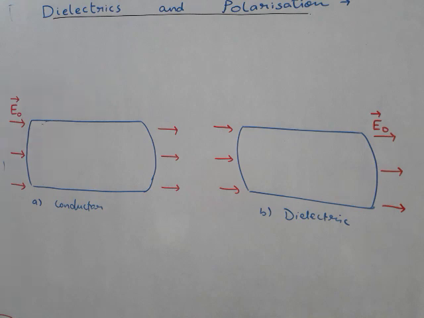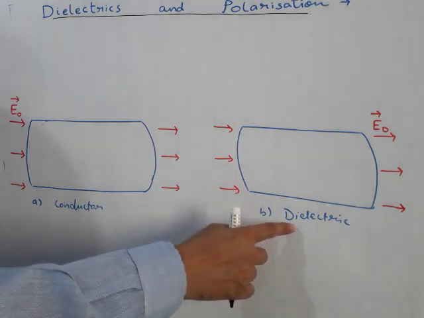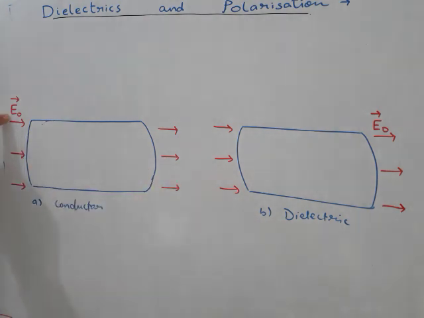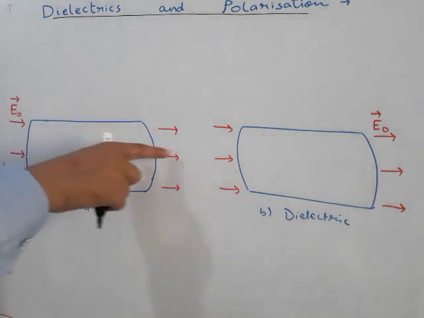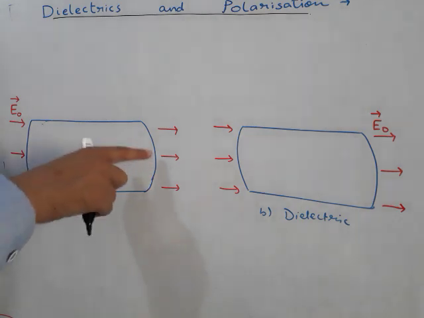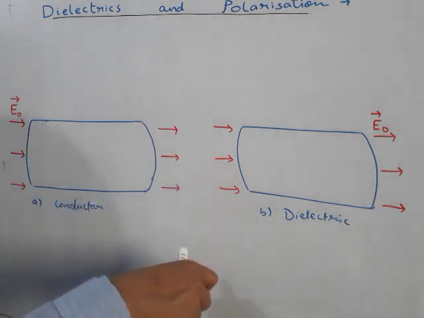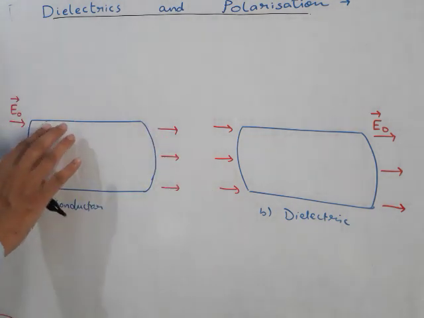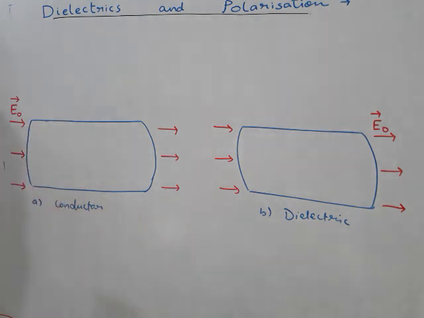Now before we begin, the first thing that I would like to discuss is the behavior of a conductor and a dielectric in presence of external electric field E0. Suppose in a region there is some external electric field as represented by these red arrows. First, we have already discussed about conductors, what happens.